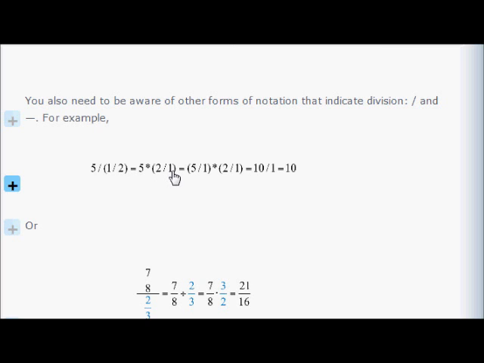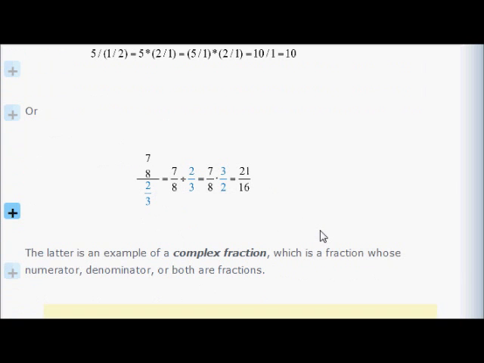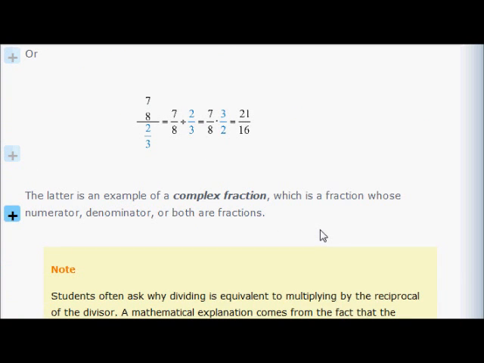You could also take, let's see here, this is not really clear, but what it says is 7/8 divided by 2/3. We're going to multiply by the reciprocal of the divisor instead. We've got to take its reciprocal to multiply it by the dividend. So the dividend's still 7/8, but the divisor is reciprocated. Instead of 2/3, it's going to be 3/2. We're going to multiply that. So 7/8 times 3/2. 7 times 3 is 21. 8 times 2 is 16. We get 21 over 16. This is a complex fraction, a fraction whose numerator and denominator are both fractions. So if you have one fraction over another fraction, it's a complex fraction.